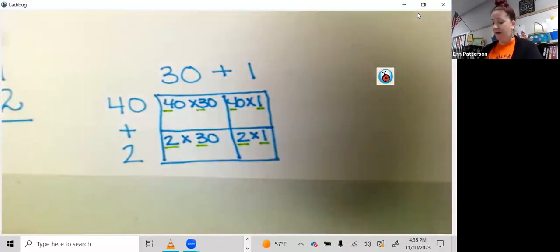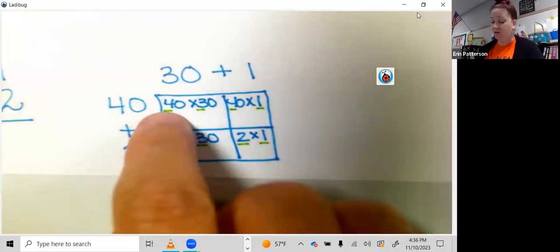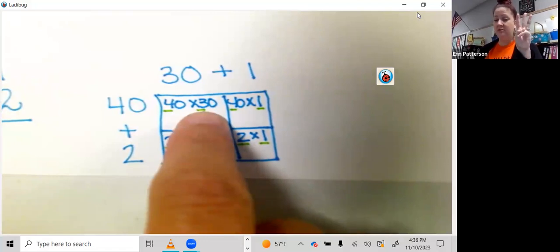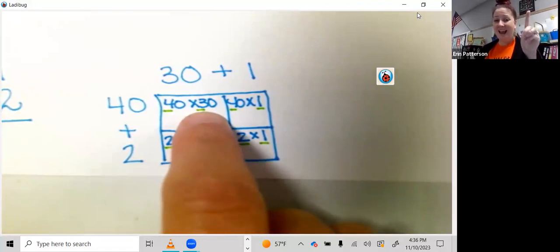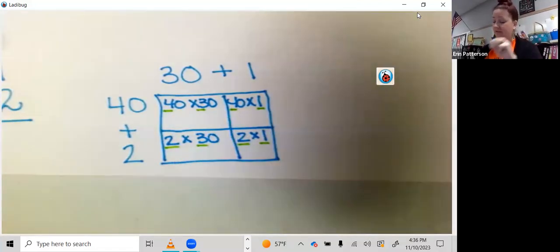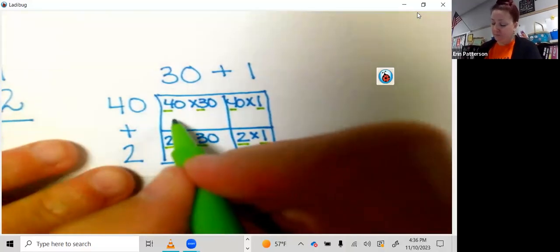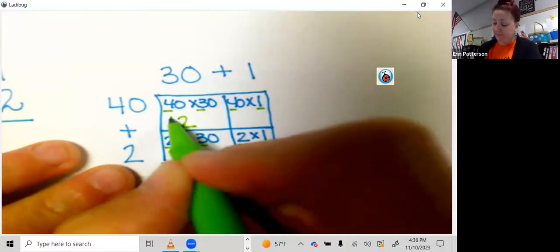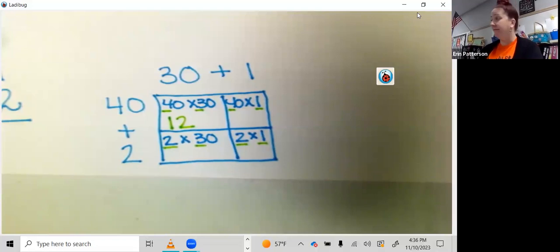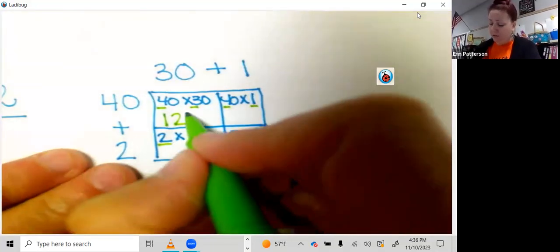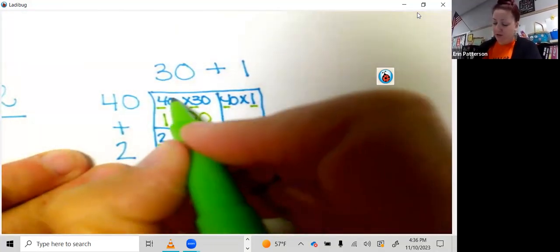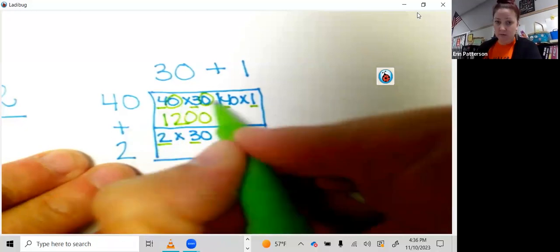Four times 3. You can do your 4s or your 3s. If you decide to do your 4s, you're going to do it 3 times. So let's do that. 4, 8, 12. So that's going to be 12. What am I forgetting? Slap those zeros on the end, Mrs. Patterson. Whoosh, whoosh, because there's 2 of them right there.